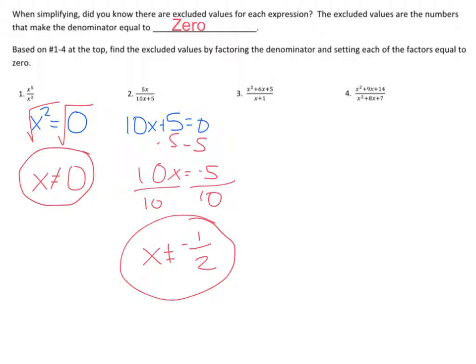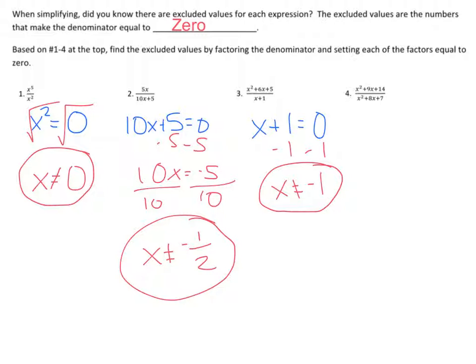And number 3, our denominator is x plus 1. So we'll go ahead and take that, set it equal to 0, and then solve for x by subtracting 1 on both sides. So we end up with x equals negative 1. We'll change that to does not equal negative 1 for our final answer.